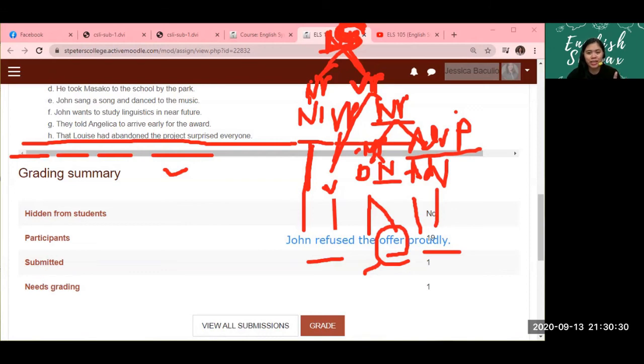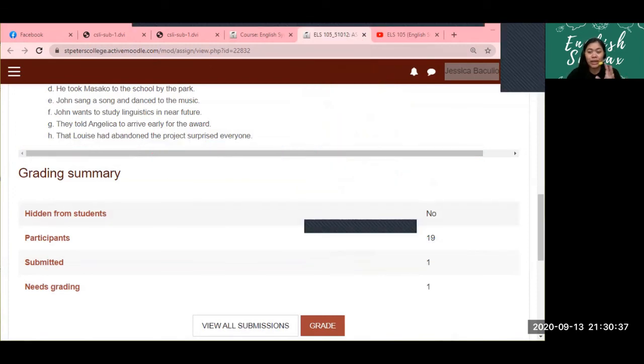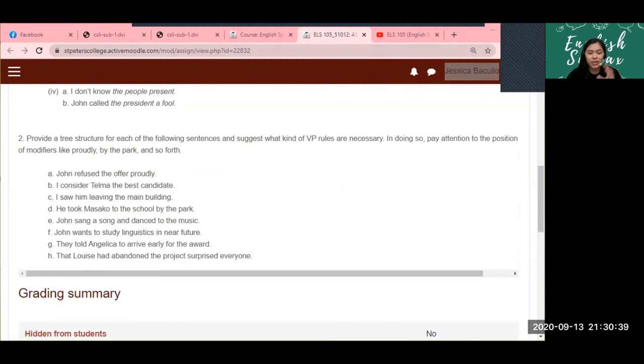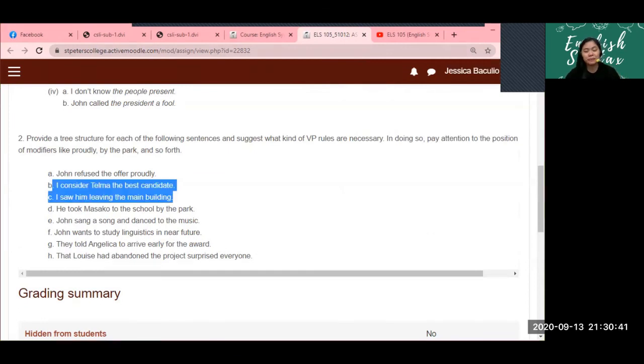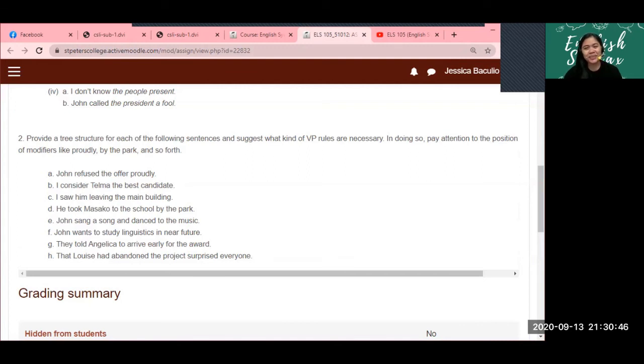My drawing actually is not clear, and I totally agree with that, but I hope you understand that's how we write a tree structure for each of these sentences. Easy, right? I hope it's easy for you guys.